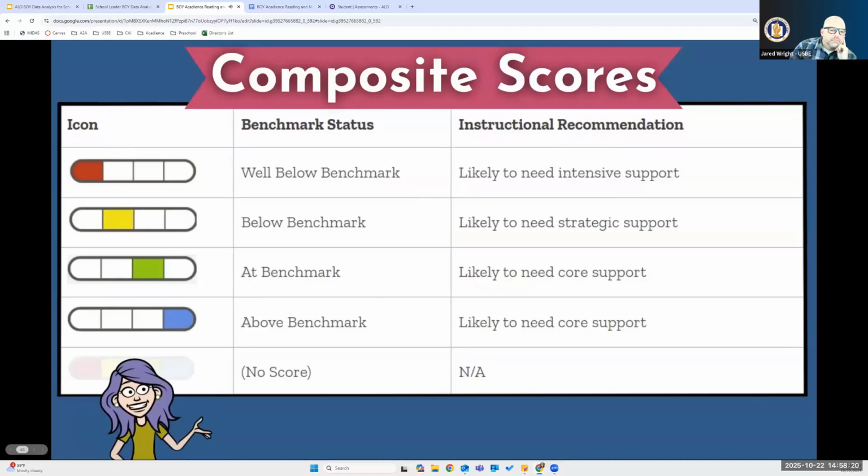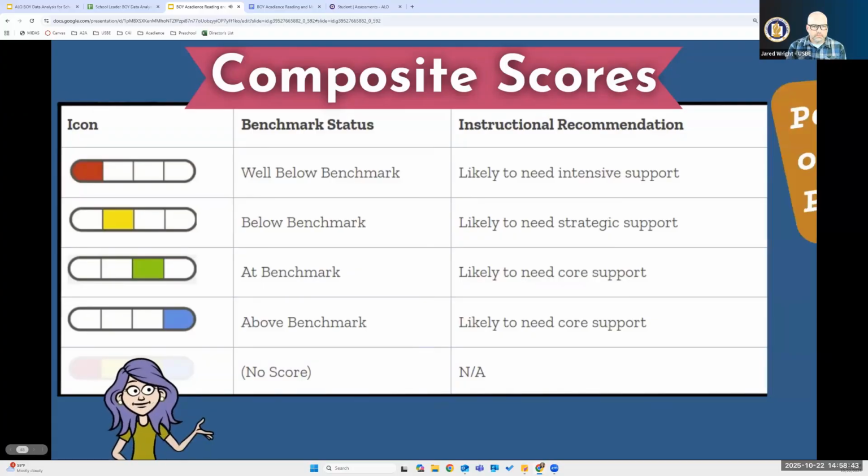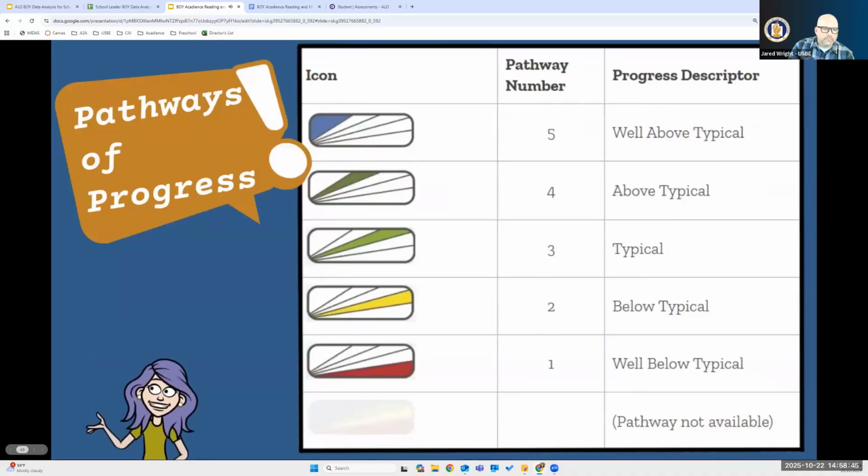Blue or green scores are excellent indicators that a student is at or above the benchmark and on track for success. But yellow and red, those are our signals for additional support. A yellow score suggests the student will likely need strategic support, while a red score indicates that more intensive intervention will likely be necessary. The second color system visualizes growth over time.